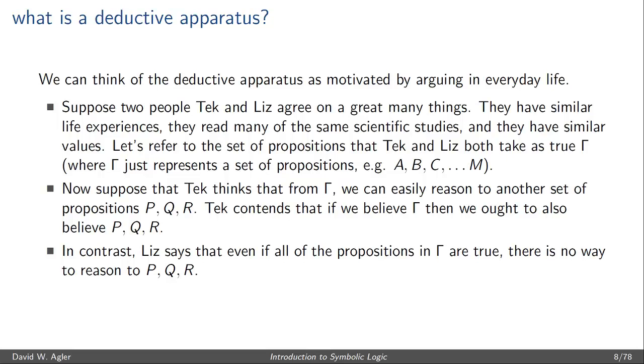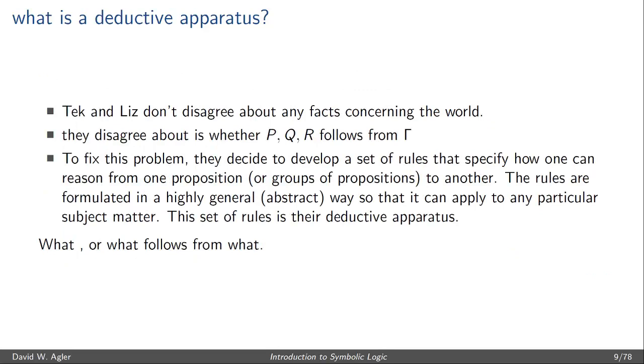Now, we can think about Tech and Liz disagreeing a little bit about what follows from gamma. We can suppose that Tech says, if gamma is the case, then propositions P, Q, and R follow. They're entailed by gamma. You should accept them as well. But in contrast, Liz might say, no, I don't really see that. You say that P, Q, and R follow from gamma or are entailed by gamma, but I don't really see how that's the case.